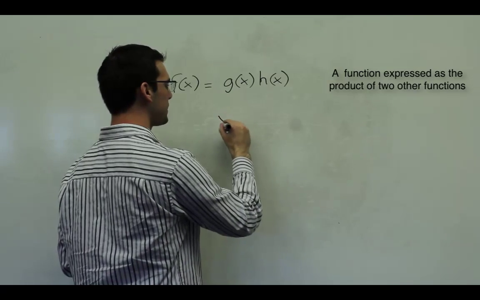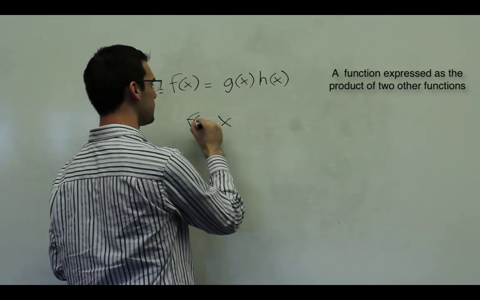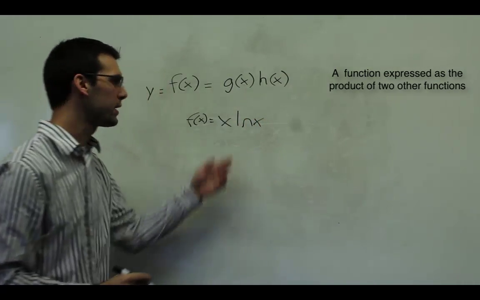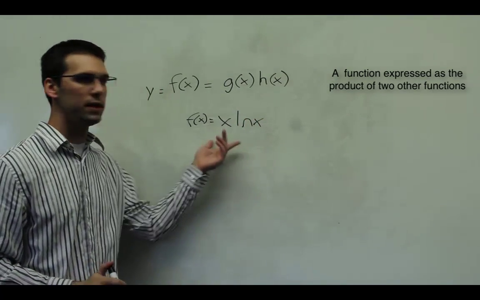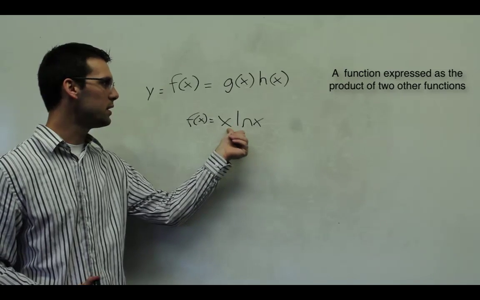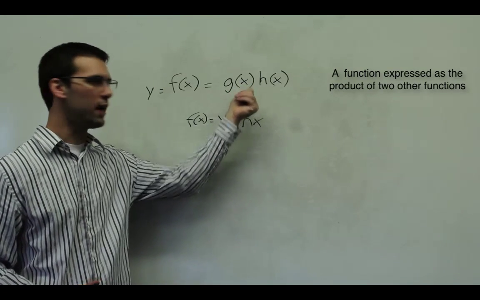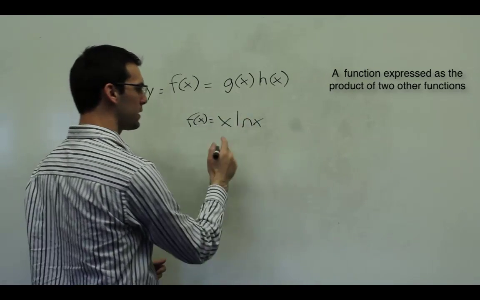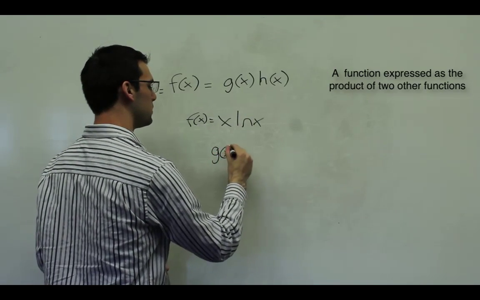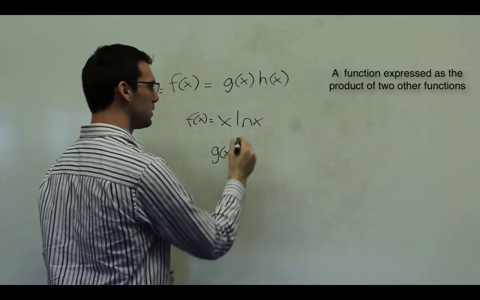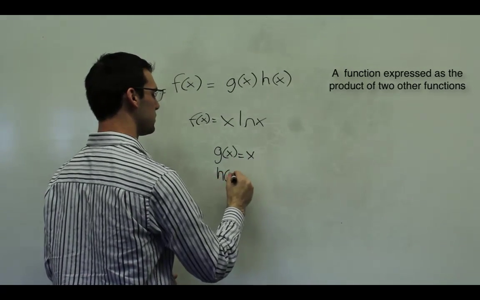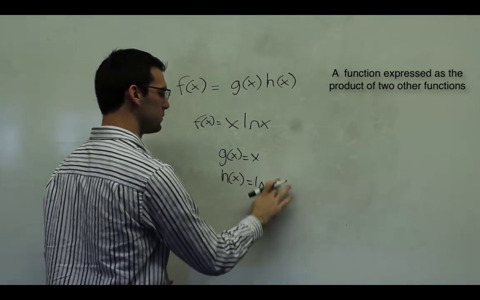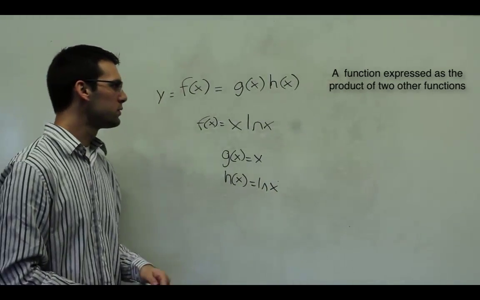Say f of x equals x ln x, or x times natural log of x. It's really easy to see this is kind of one function of x multiplied by another function of x. So here g of x equals x, and h of x equals natural log of x.